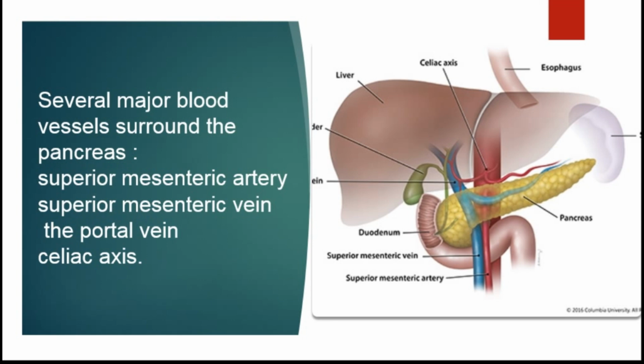Okay, there are several major blood vessels surrounding the pancreas. It is important to know about them in order to understand how the pancreas appears on ultrasound. This is the superior mesenteric vein, okay? This is the superior mesenteric artery. This is the portal vein. The portal vein is very important. And this is the celiac axis. And this is the pancreas: head, neck, body, tail. Then the arteries, the veins, the portal vein, and the celiac axis. Where is the celiac axis? This way.